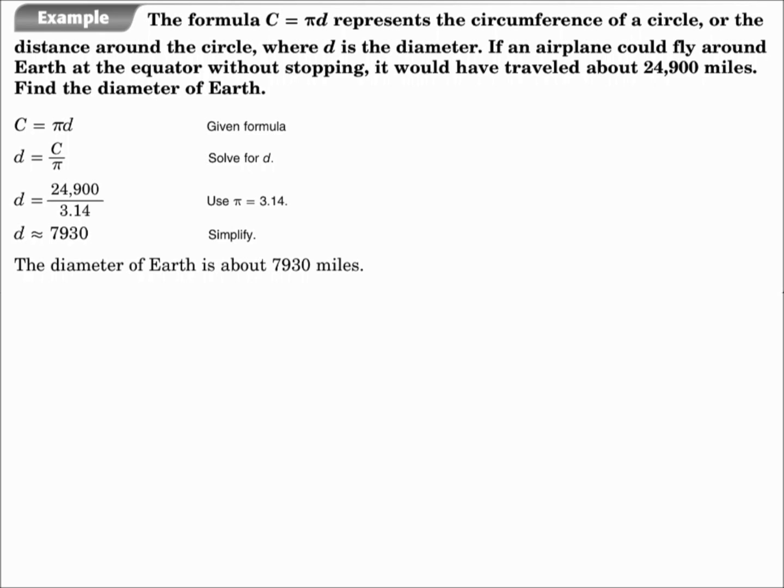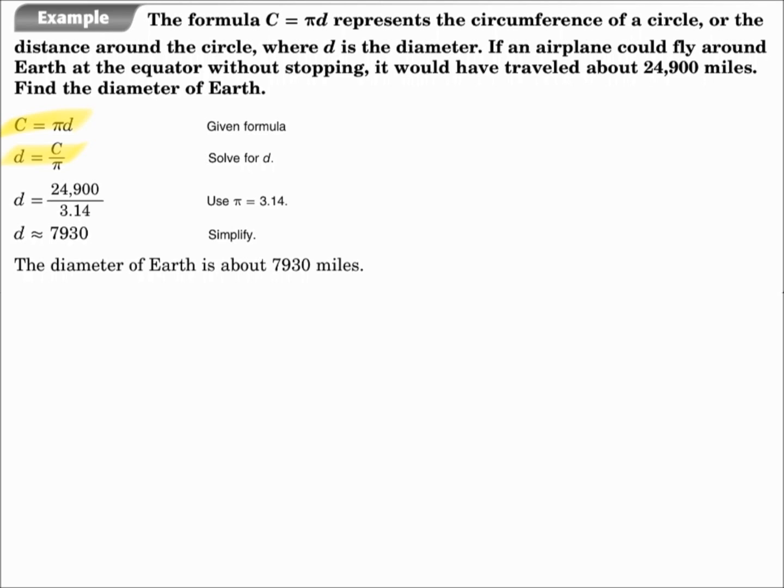Pi is pi. If you have an airplane that can fly around the Earth at the equator, it would travel about 24,900 miles. Find the diameter. Well, notice in our formula, it's solved for c. We're looking for d. So what they do is they solve the formula for d by dividing both sides by pi, and now you have d equals c over pi.